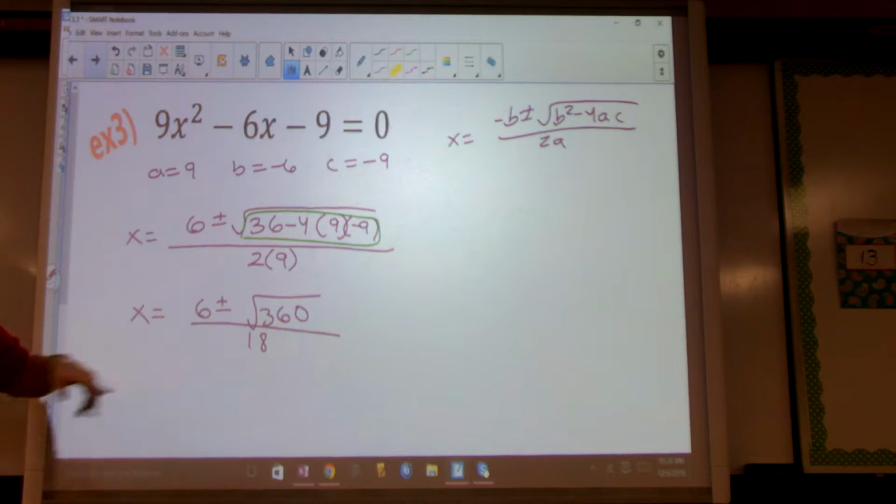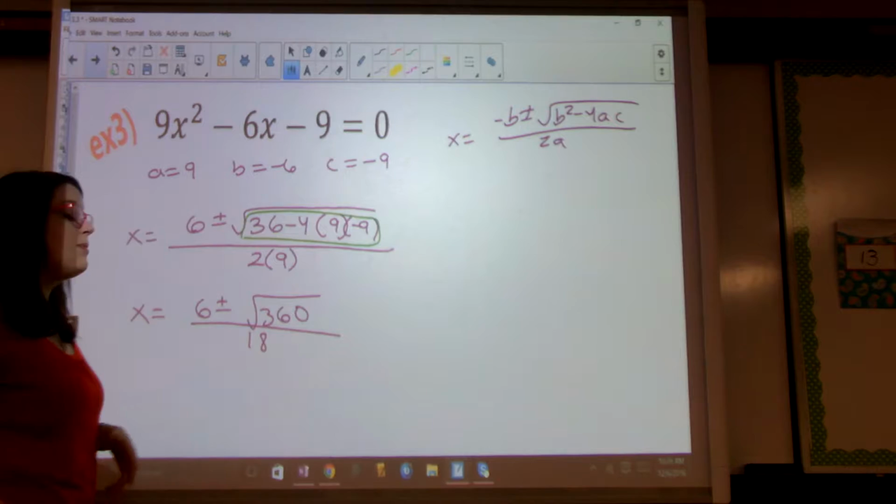Is 360 a perfect square? Try it. Take the square root of it. Is it a perfect square? If you don't know, type it in. It's not. It is not. But if you don't know, type it in.